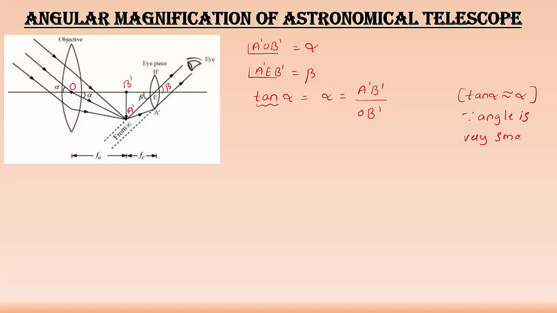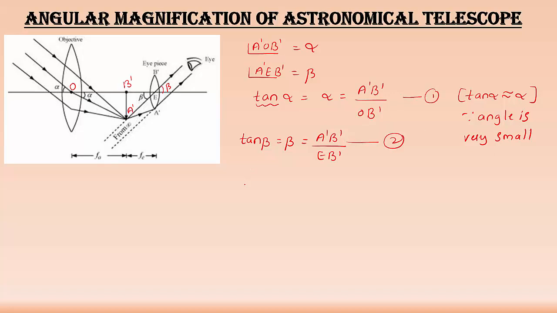Now similarly we can write the value of beta. Tan beta can be written as beta, which is equal to opposite side, which is again A'B', divided by adjacent side, which is EB'. So now we got the value of alpha and beta.